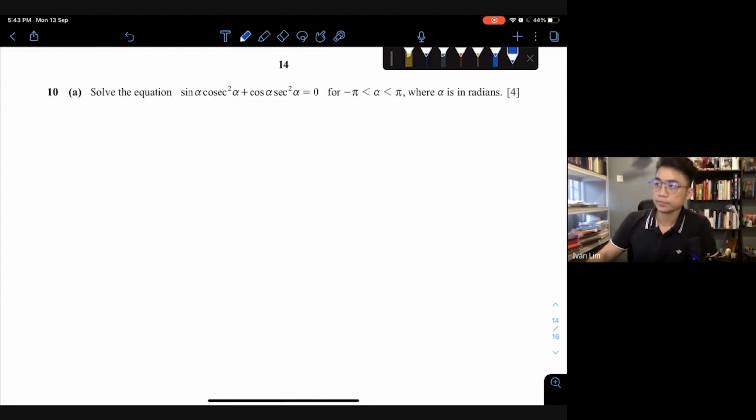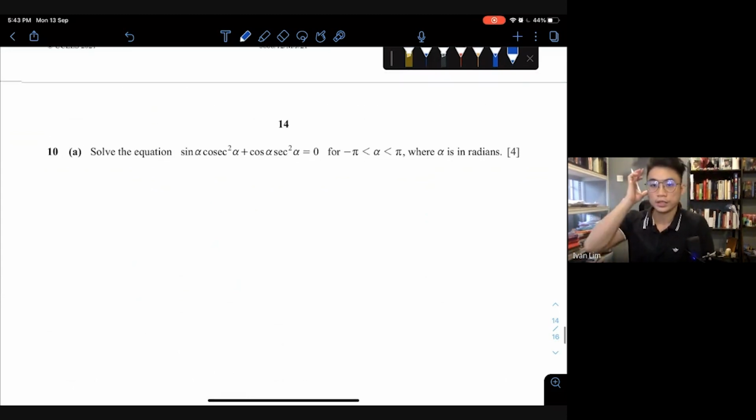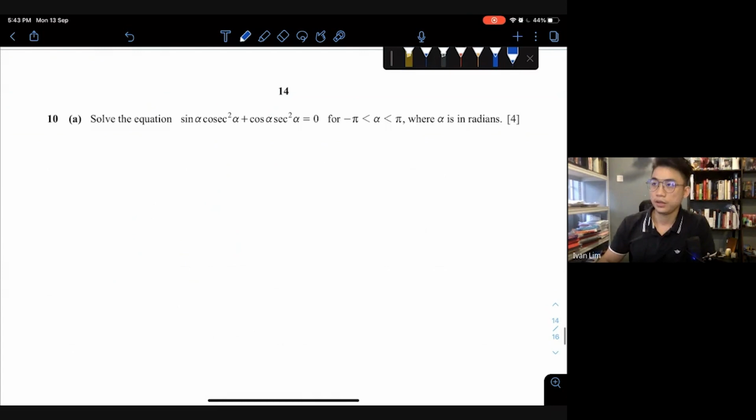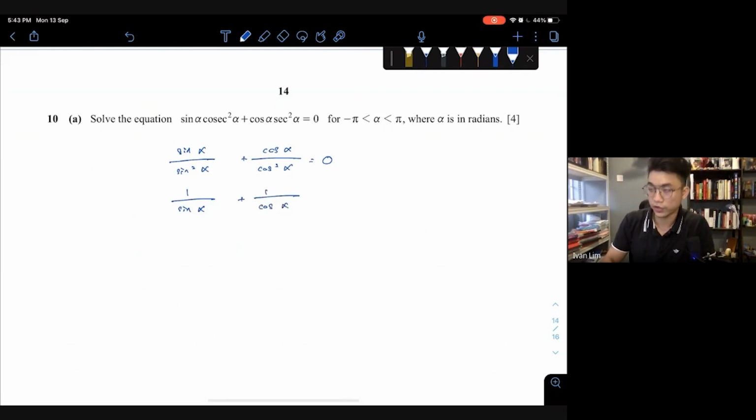This question, we gotta simplify the entire equation first. Cosecant square alpha is 1 over sine square alpha. So let's do sine alpha over sine square alpha plus cos alpha over cos square alpha equals 0, which will give you 1 over sine alpha plus 1 over cos alpha equals 0. Okay? And then what do we get here?